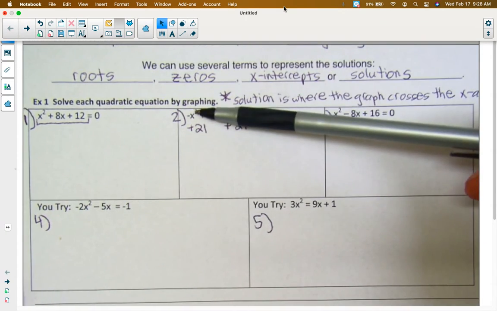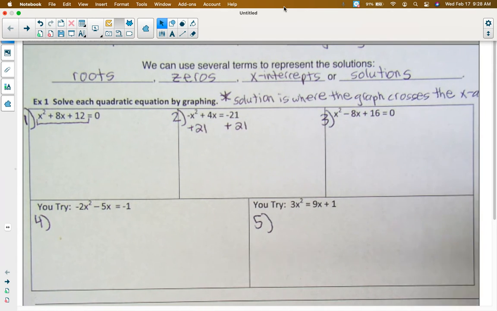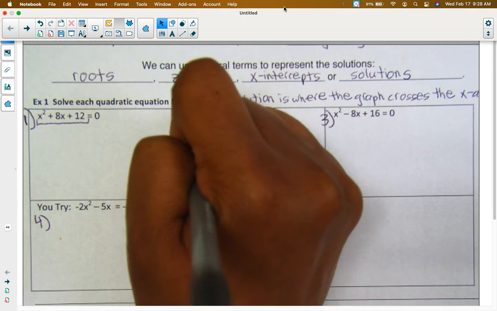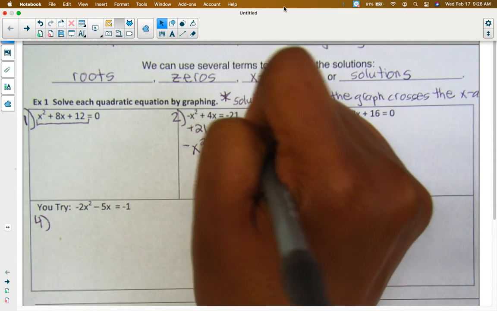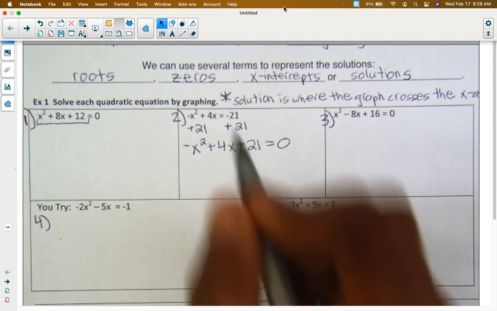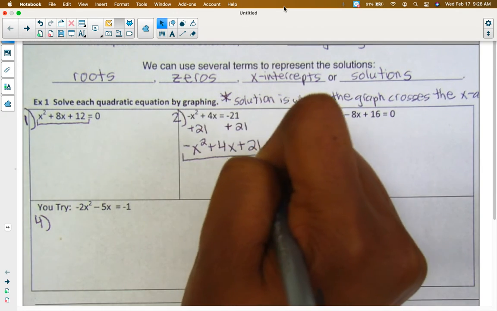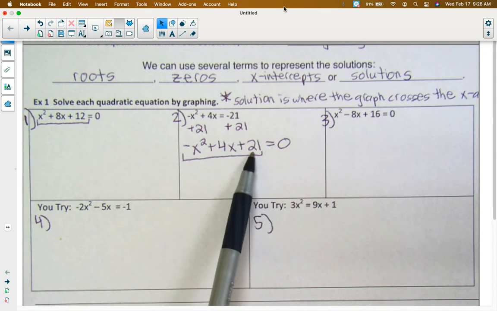1 is an x squared. 1 is an x. 1 is a number. None of those can go together. So we just write it out. Negative x squared plus 4x plus 21 equals 0. Now the problem is in the right form that we need, and in just a couple of minutes we'll go in Desmos and we'll graph negative x squared plus 4x plus 21.